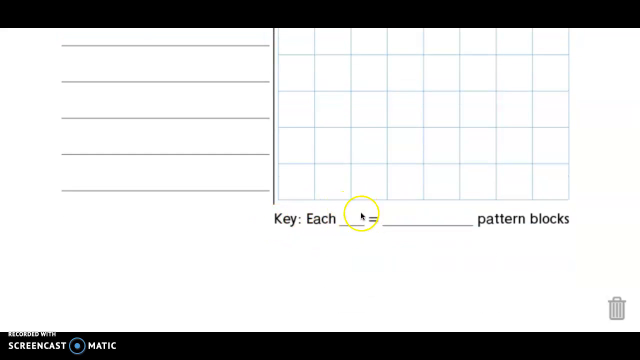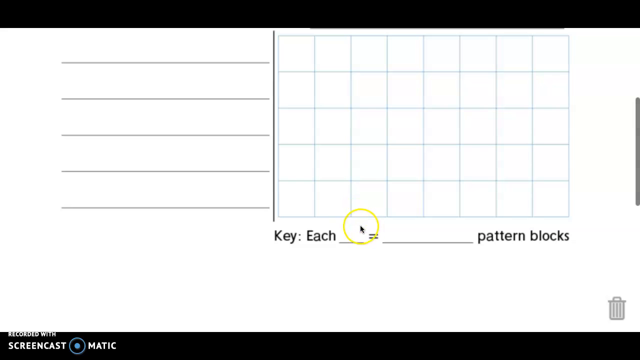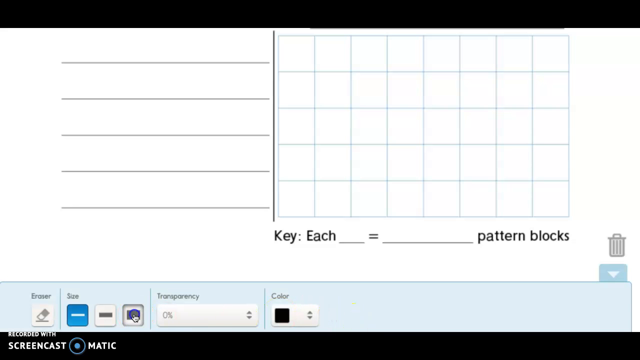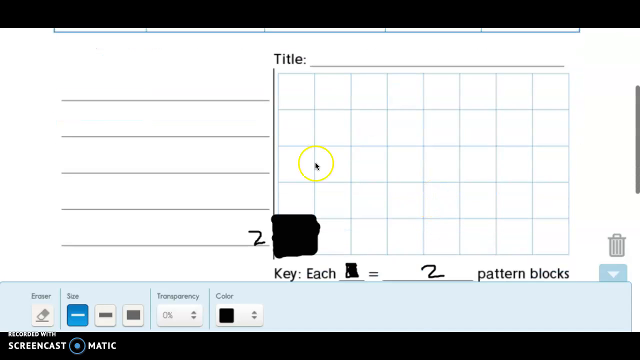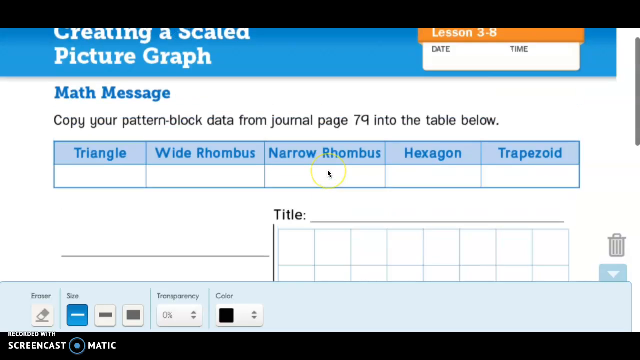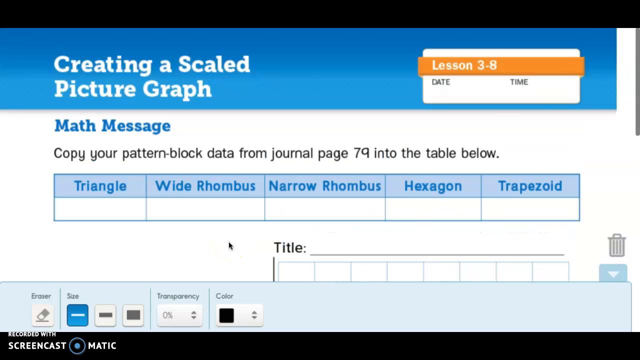Key. So you could say one box equal, so let's say this was my triangles. And let's say I counted by twos, right? Two. That means each square would equal how many pattern blocks? 2. So you fill that in, give it a title, write all these in, and then write a question.